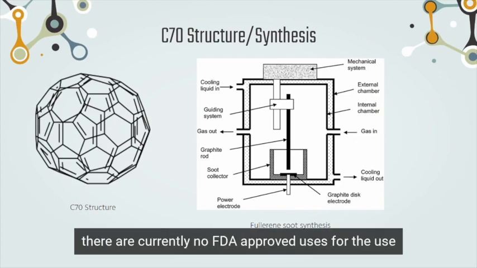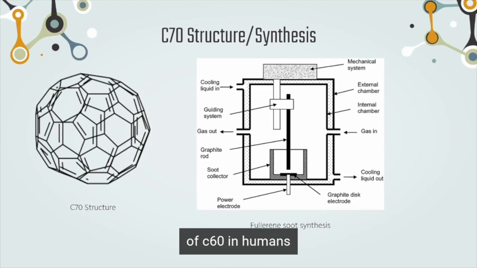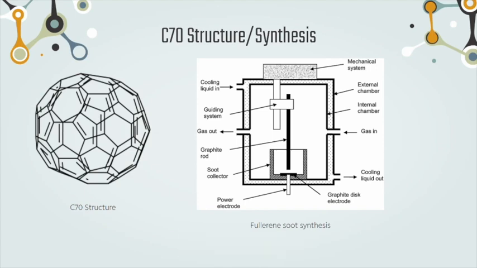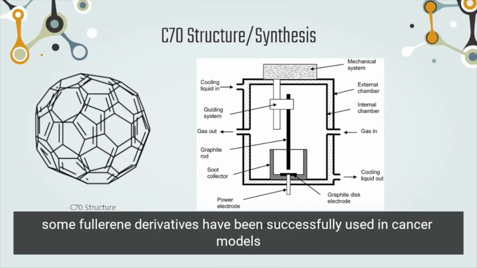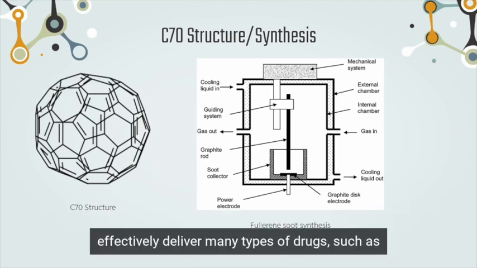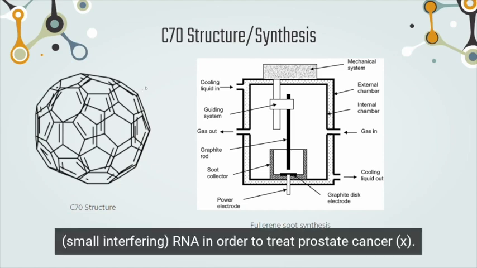Although C60 is known to be generally non-toxic and has promising applications in medical treatment, there are currently no FDA-approved uses of C60 in humans as a method of drug delivery. However, some fullerene derivatives have been successfully used in cancer models to effectively deliver many types of drugs, such as small interfering RNA in order to treat prostate cancer.